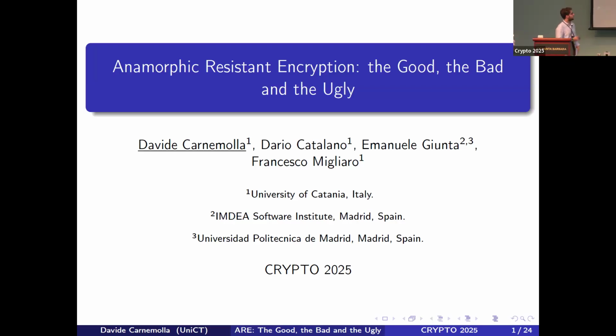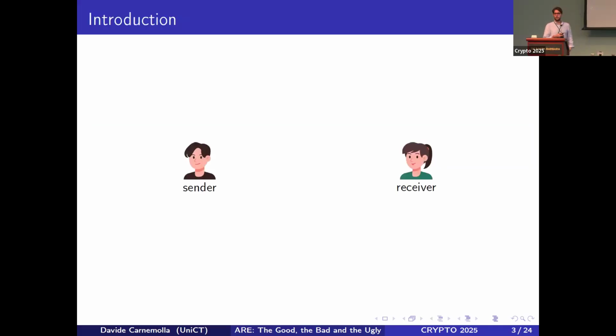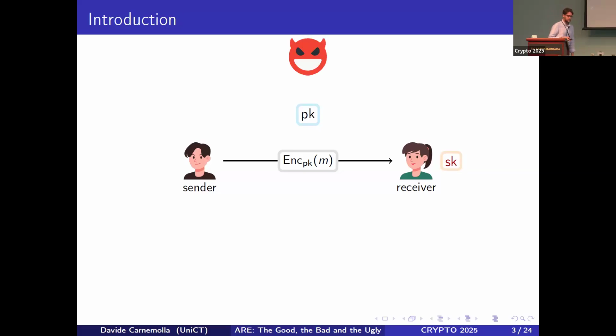Hi, thank you for the introduction. This is a joint work with Dario Catalano, Emanuele Giunta, and Francesco Migliaro. So let's recall what anamorphic encryption is. In a standard public key encryption scenario, we have a sender and a receiver. The receiver generates a public key and a secret key. After that, the sender will be able to encrypt a message using the public key of the receiver. Usually, the security requirement is that the encryption of a message M0 looks like the encryption of a message M1 from an adversary's point of view.